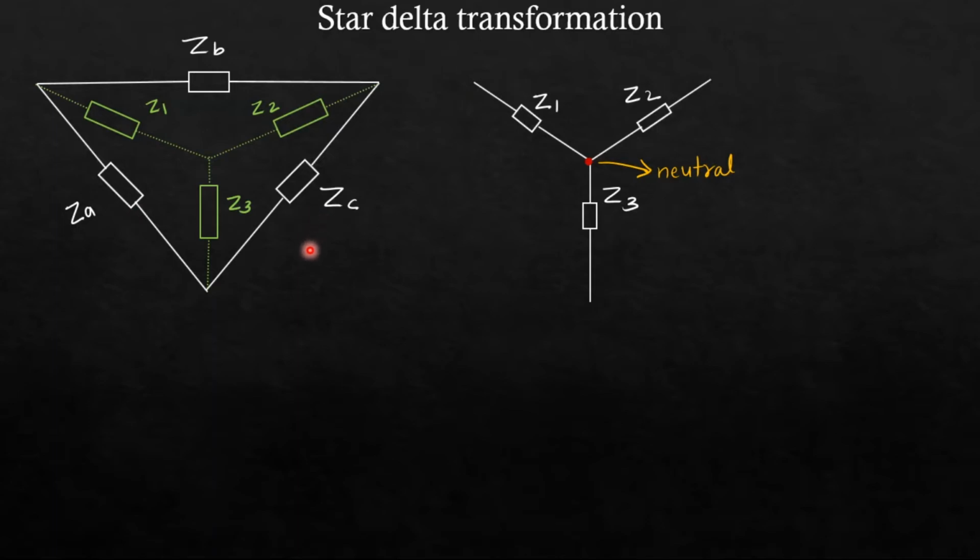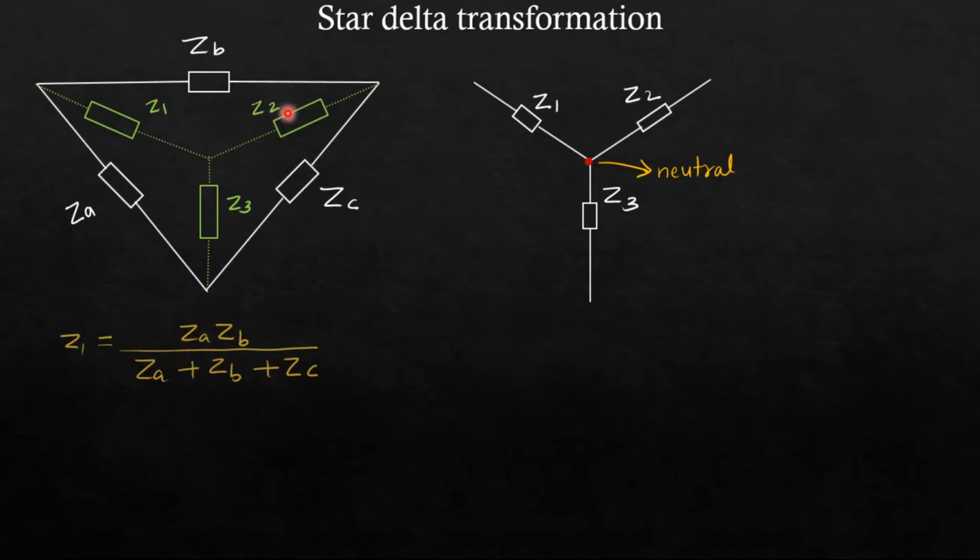If you want the value of Z1, I will tell you one simple trick to calculate the values of Z1, Z2 and Z3. For Z1, you can see here Z1 is connected between ZA and ZB. So multiply ZA and ZB, divide by the sum of all impedances of delta, that is ZA plus ZB plus ZC. The formula becomes ZA into ZB divided by the sum of all the impedances.